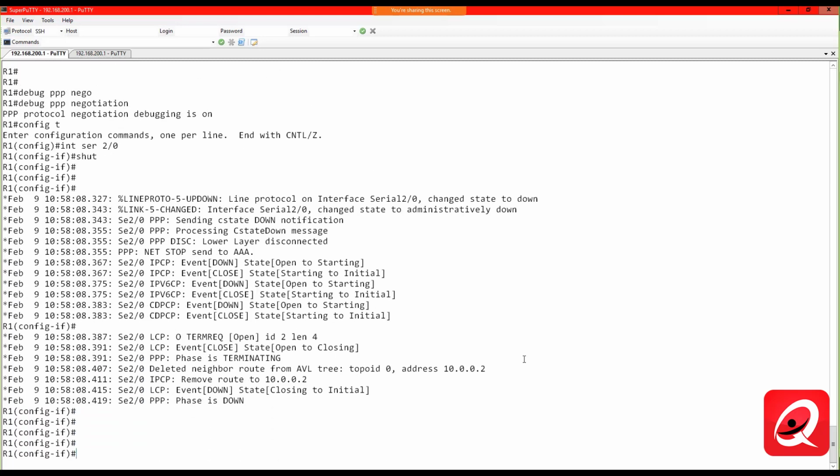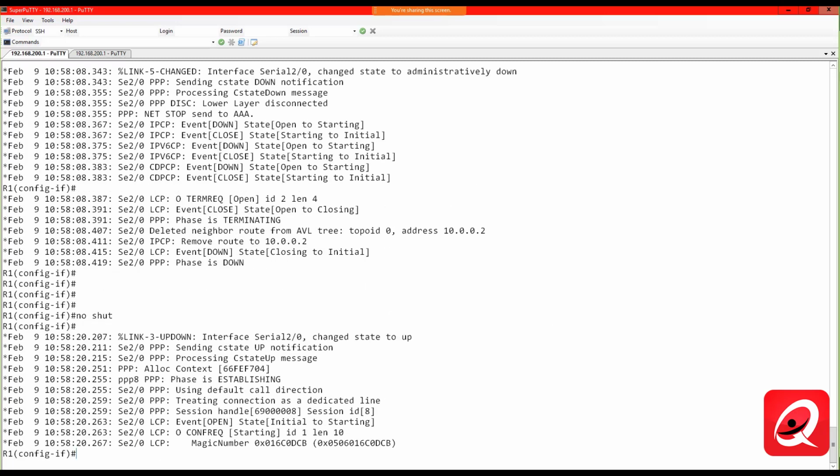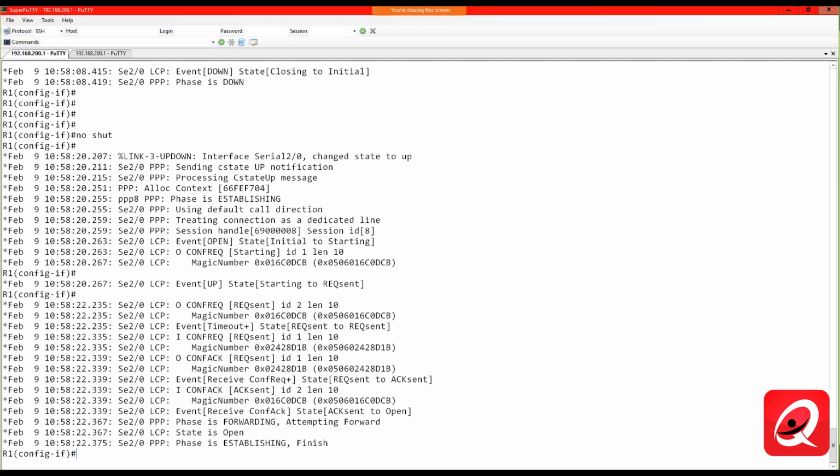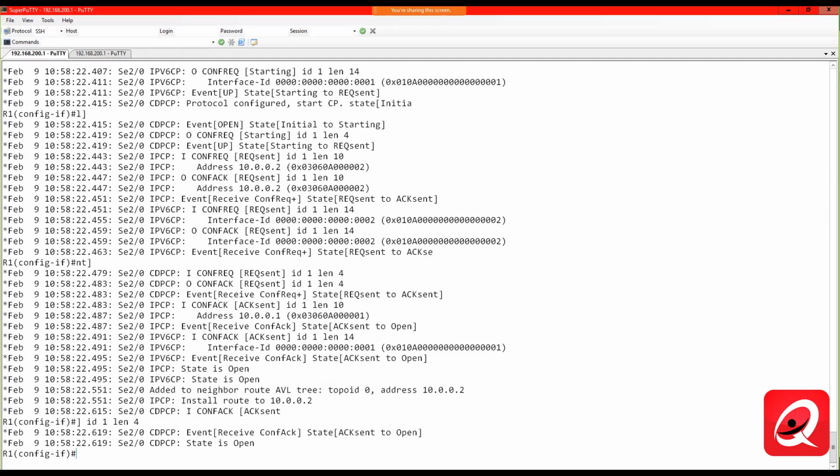Wait a second for the interface to go down. So we can see that we see some events of closing down the session, but let's take a look at when it comes up first. So we'll do a no shut. And what you're going to see in this particular case is essentially the negotiation of the PPP session.